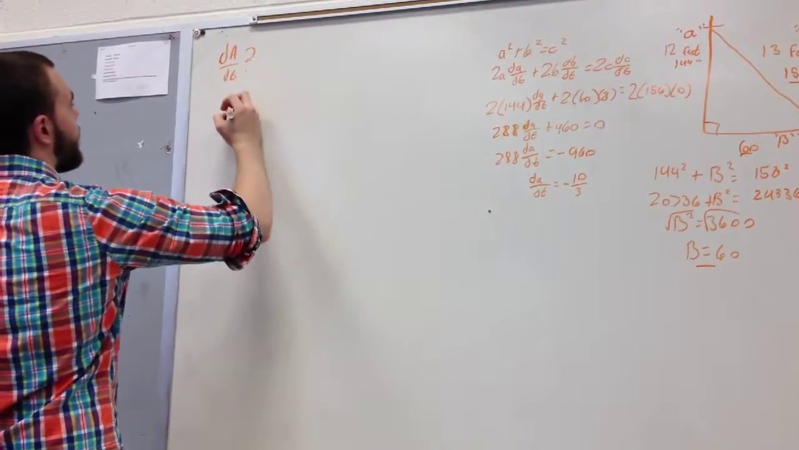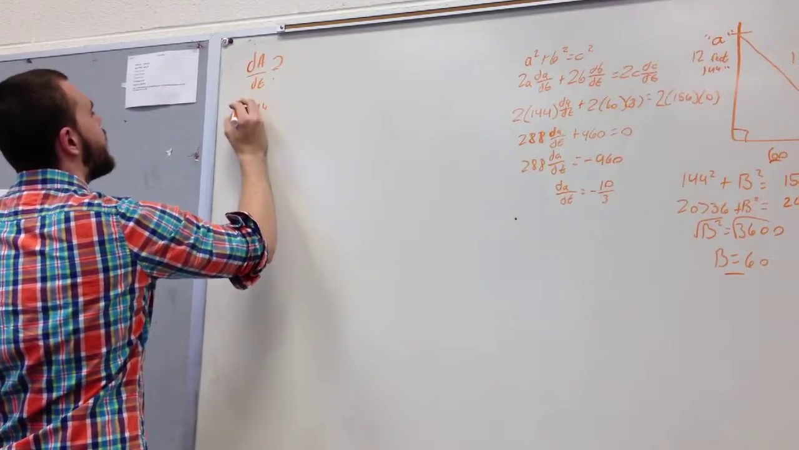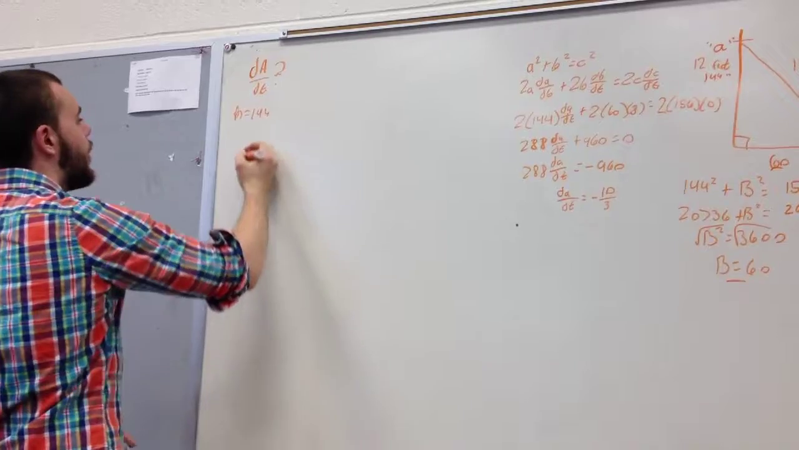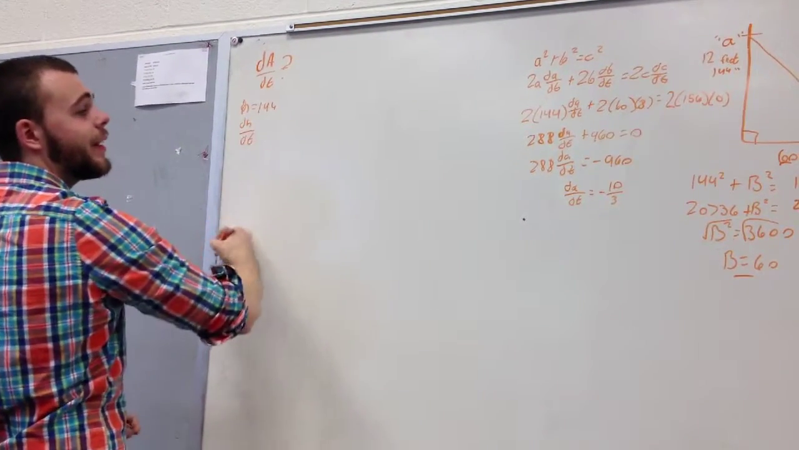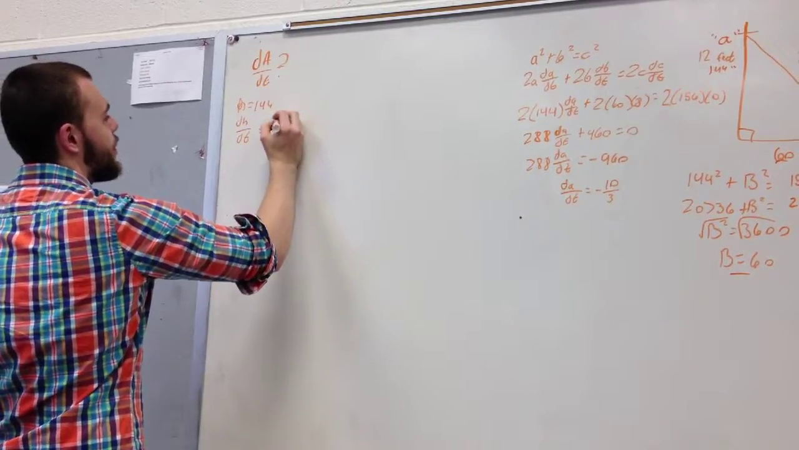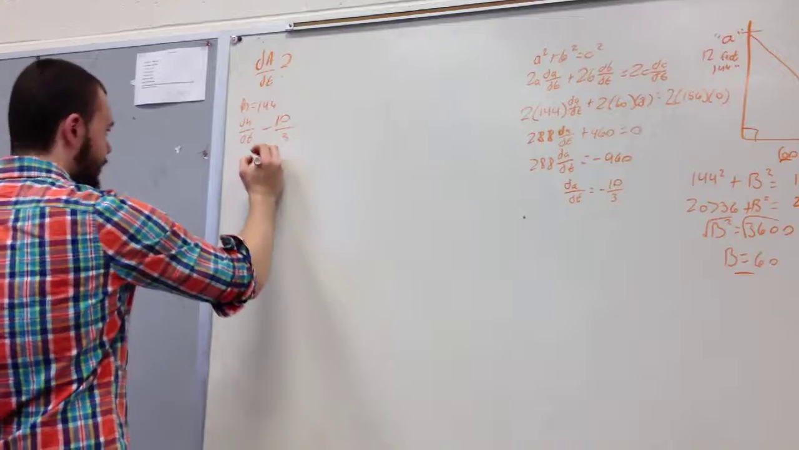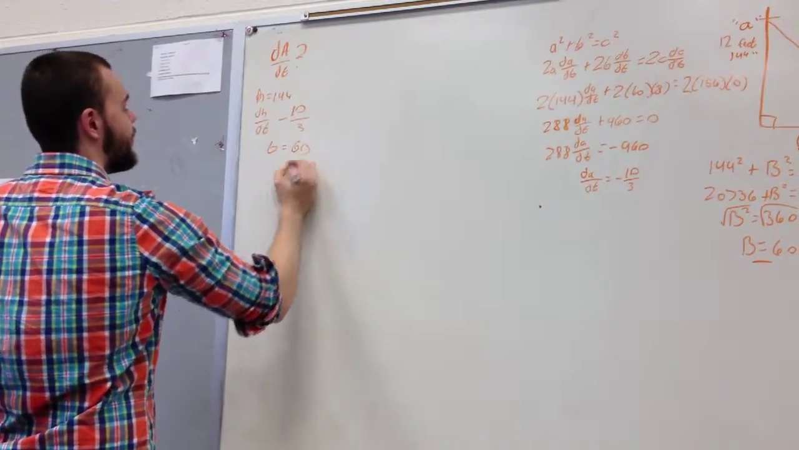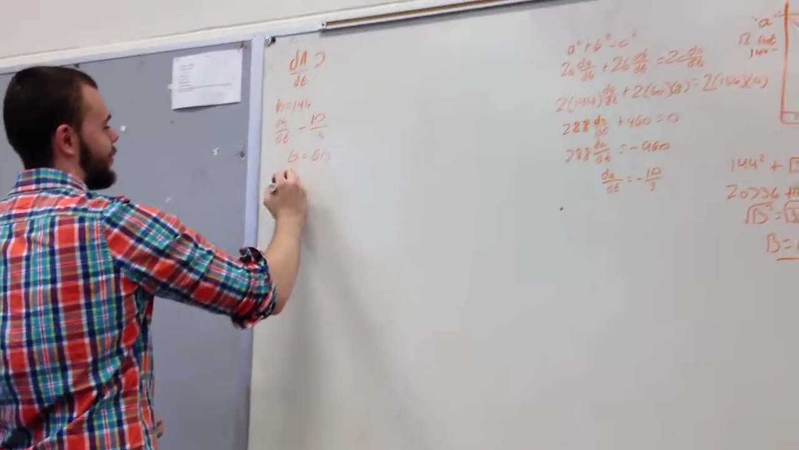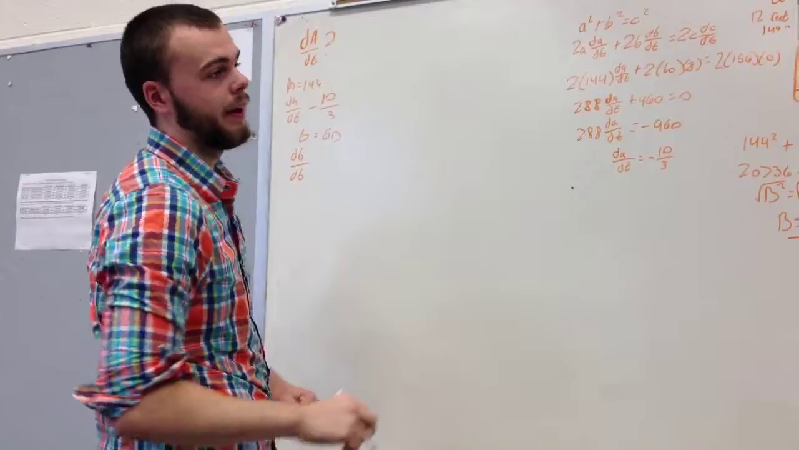We know the height off the ground, 144. We know how fast the height is changing. It's losing 10/3 inches per second. We know the length of the base. The base is 60. And we know how fast the base is changing from the problem. You can see it's being pulled away 8 inches per second.